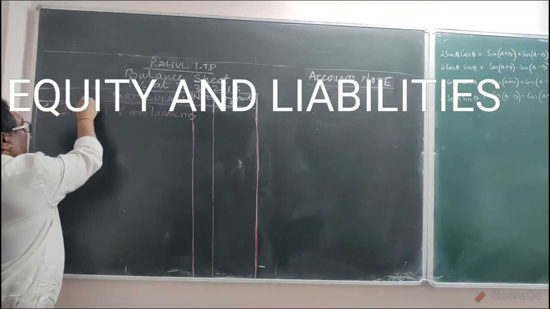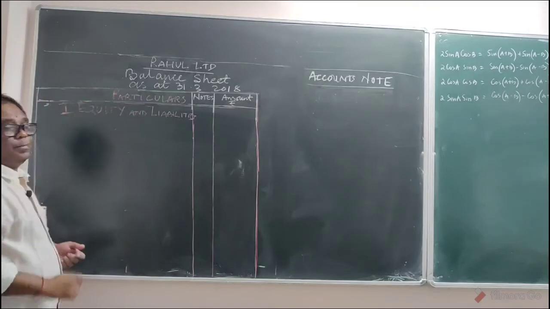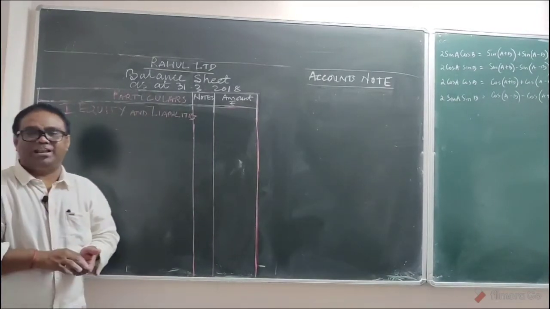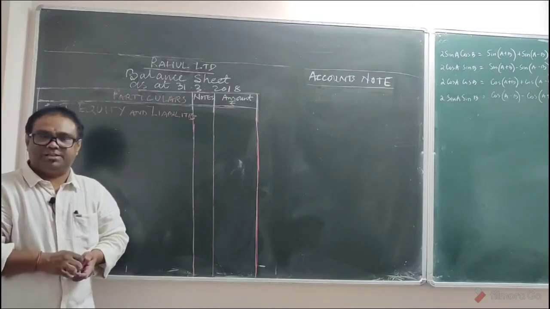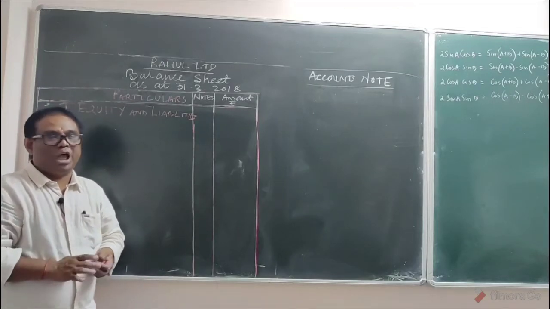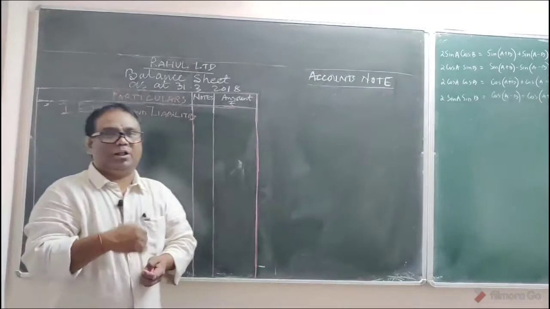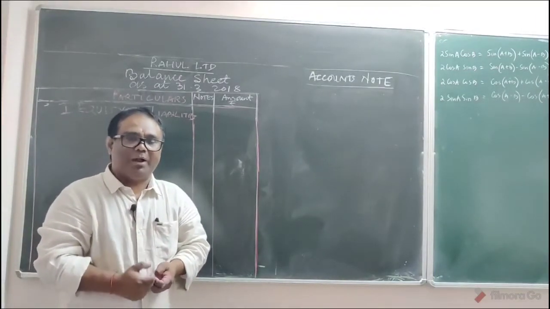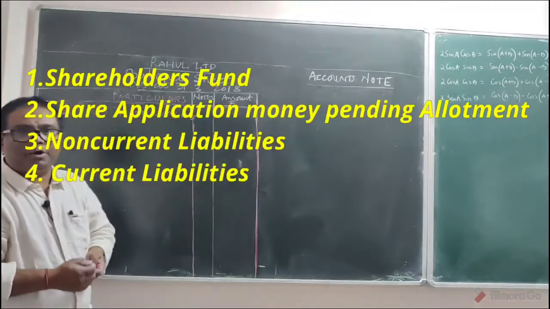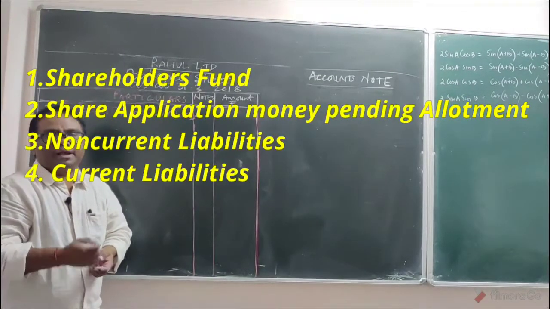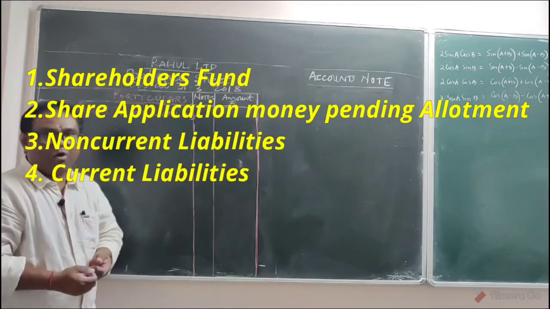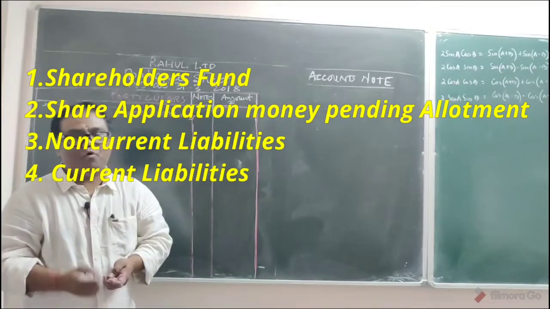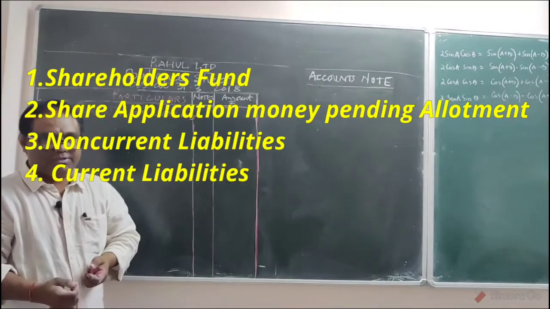Under the heading equities and liabilities, the first heading of the vertical form of balance sheet, we have four major headings that I also explained in the last class. Number one is shareholders fund, number two is share application money pending for allotment, number three is non-current liabilities, and number four is current liabilities.